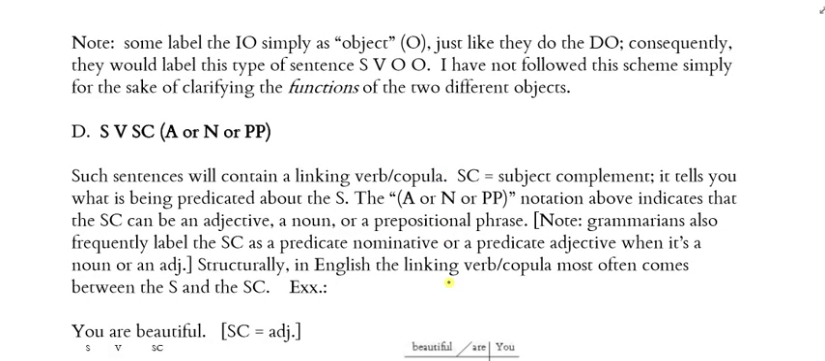Another note here, as far as terms go, some grammarians would label the indirect object here as an object as well, just like they do the direct object. And so you might have SVOO, and that would be an indication that you might be looking at an indirect object and a direct object. Okay? I'm trying to clarify the functions of the object, so I'm using DO and IO to distinguish those.